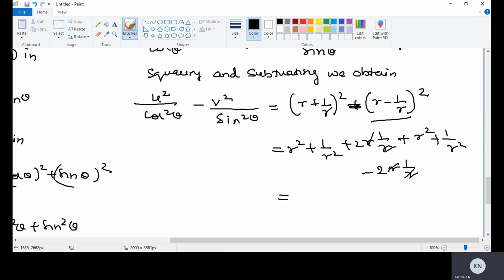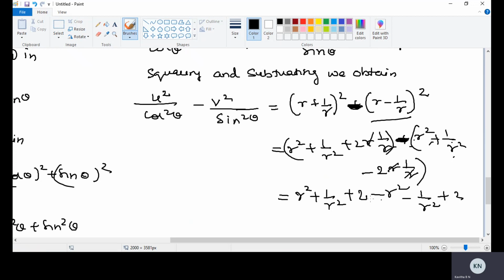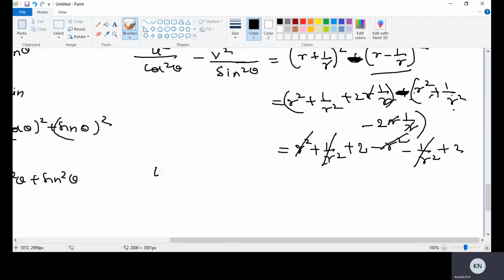Subtracting, minus. Then here r square plus 1 by r square plus 2, here minus r square. Minus into plus 1 by r square is minus 1 by r square. Minus into minus plus 2. Here plus r square minus r square get cancelled. Plus 1 by r square minus 1 by r square get cancelled. Means u square by cos square theta minus v square by sin square theta is equal to 4.